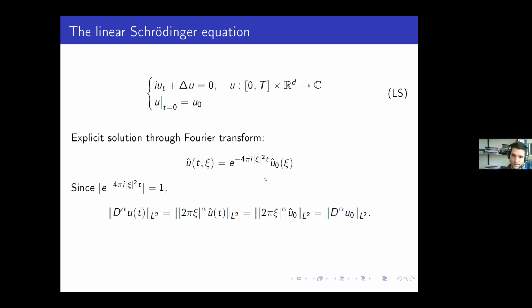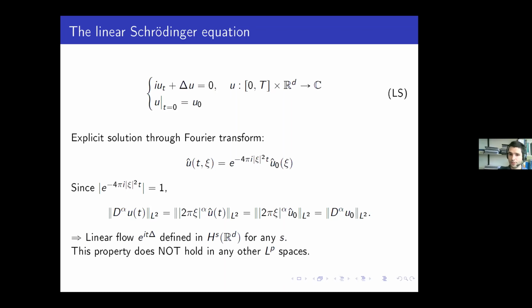Because the evolution is just a multiplication by a complex factor of modulus 1, you can actually derive this property. What does this mean? Any number of derivatives in the physical space translates to a multiplication by a certain power of xi on Fourier space, by Plancherel. Because the factor has modulus 1, this is exactly the same as for the initial data. So the norm of any derivative is preserved in L2, which means that the linear flow is well defined in H^s for any s.